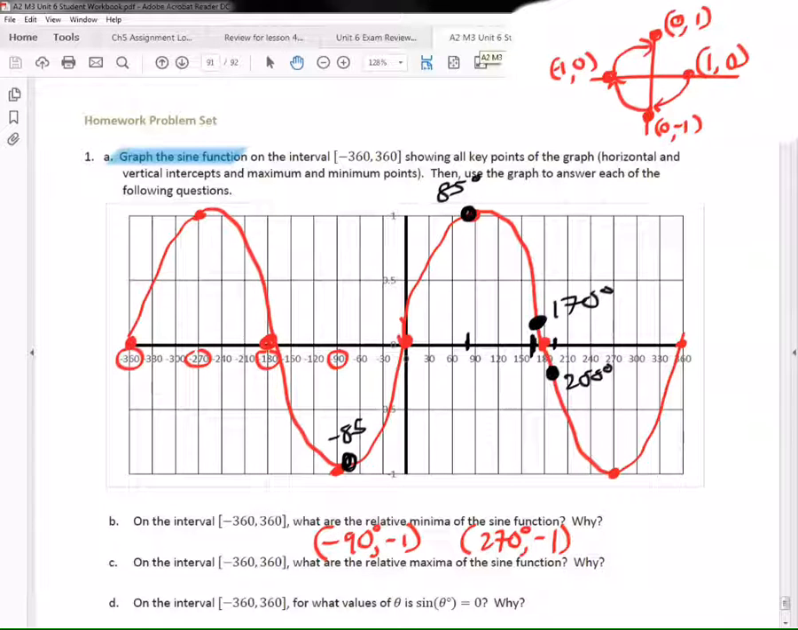Okay, so if I were to list these smallest to biggest, I would start with the sine of negative 85. That would be the smallest because that's the most negative. And then it would be sine of 200, because that one's still negative, but it's smaller than that one. I mean, the distance is smaller, so it's not as negative as that one. Then 170, then 85. So you just go from the bottom and up, and that will give you smallest to greatest.